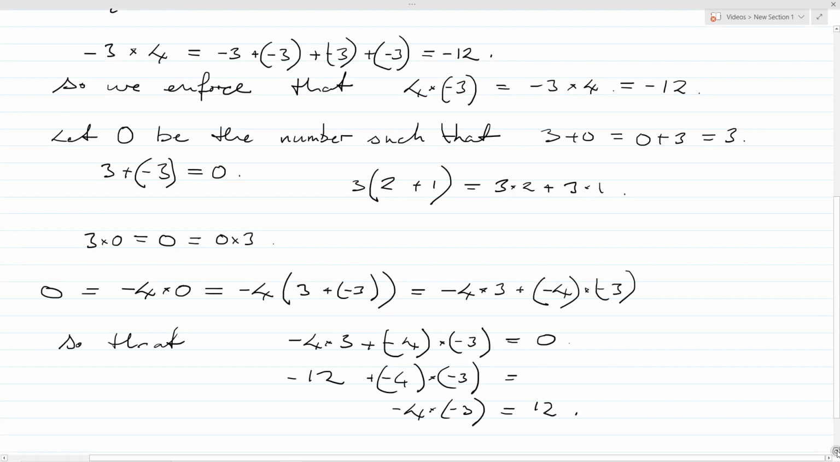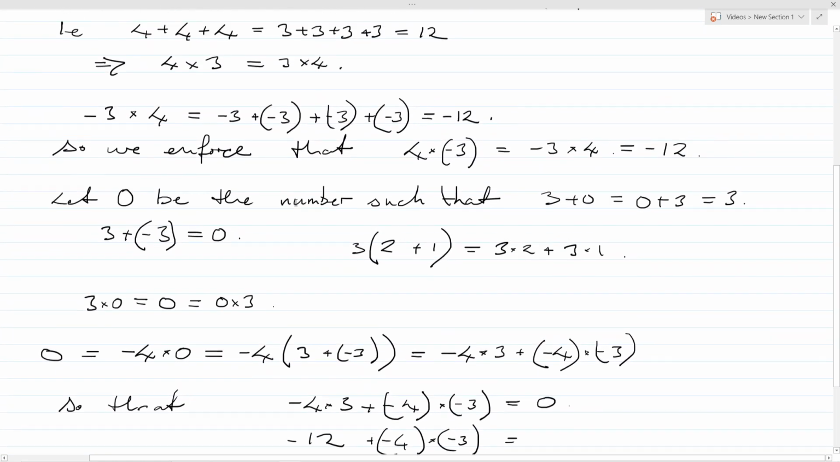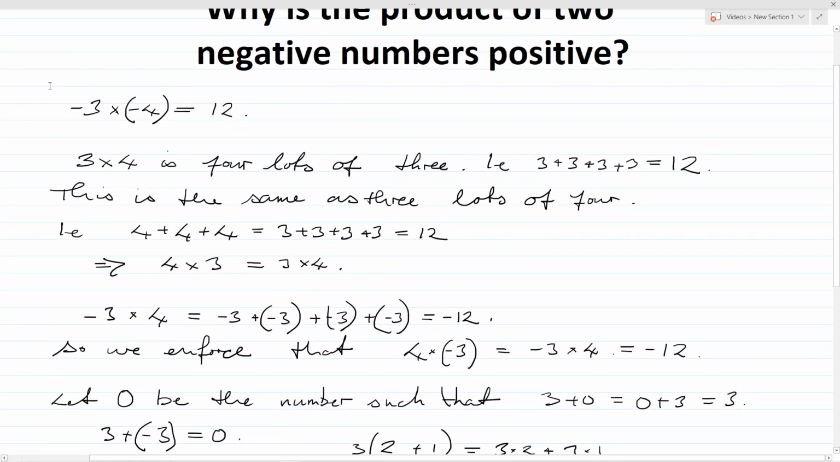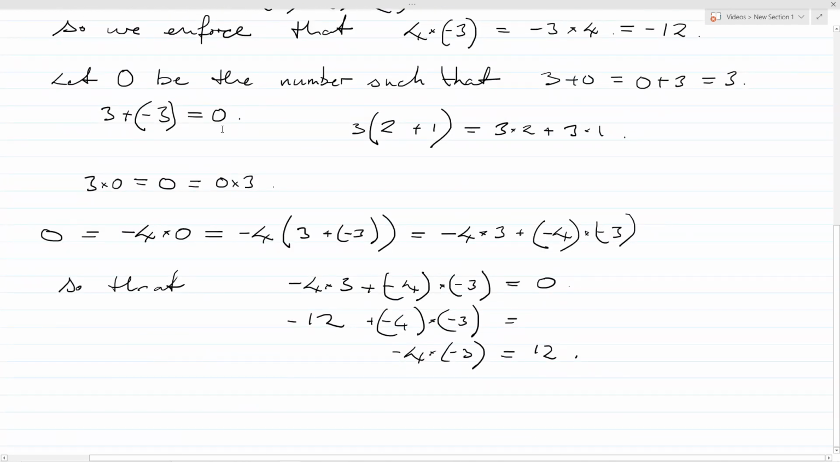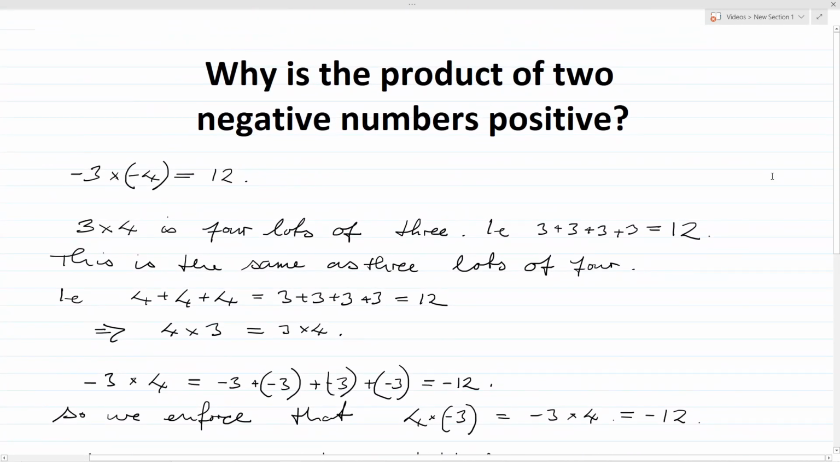Thus, proving from these definitions we've made that the product of two negative numbers, in particular minus 3 times minus 4, is 12. Now this of course generalizes to any integers. So the product of two negative integers is always going to be positive.